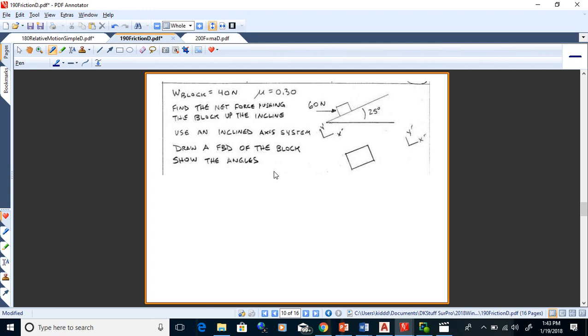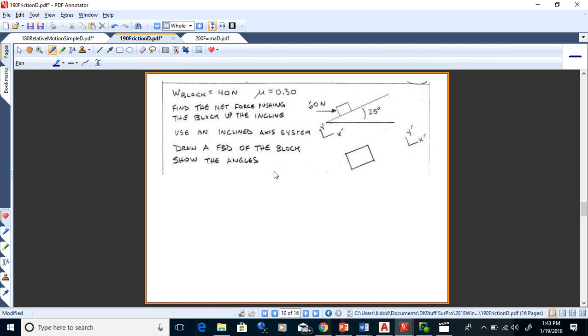I guess this is actually in the statics book, if I remember right. But I don't imagine you've got that with you, so you can just put it anywhere. So let's say the weight of the block is 40 newtons, mu is 0.3. Find the net force pushing the block up the incline.